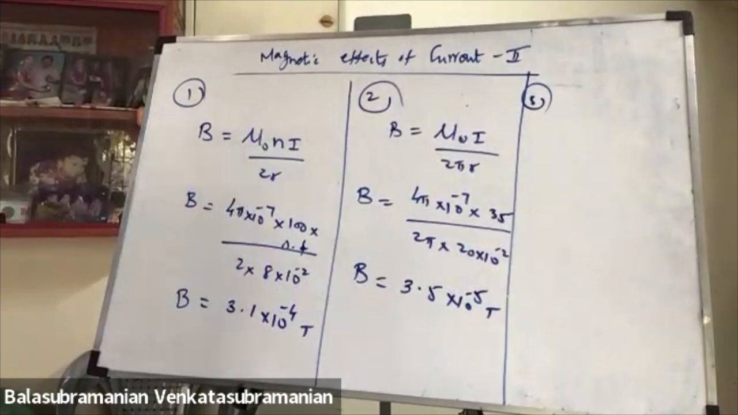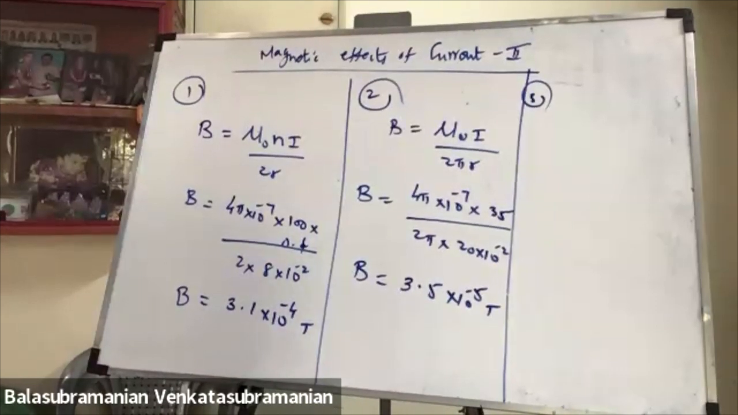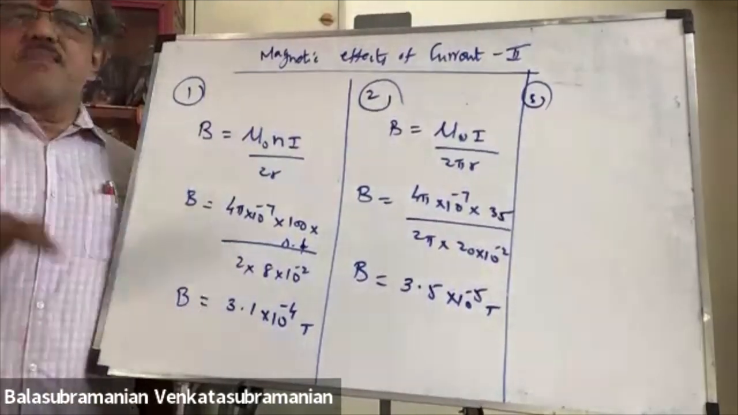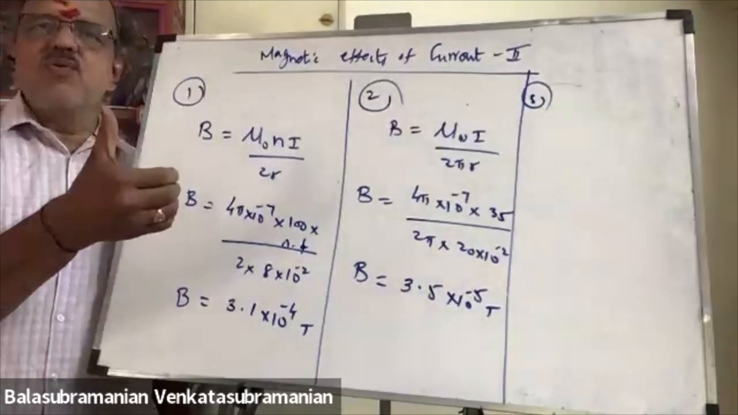A long straight wire in the horizontal plane carries a current of 50 ampere in the north to south direction. Give the magnitude and direction of B at a point 2.5 meter east of the wire. 2.5 east of the wire. First, we'll calculate the magnetic field. What is the magnetic field? Based on this formula, we'll calculate. Then right hand thumb rule. Simple.